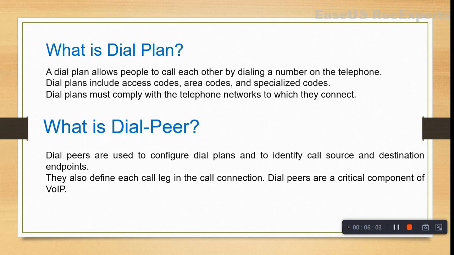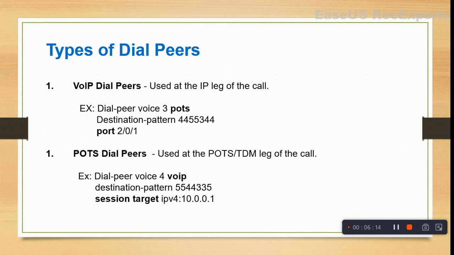So based on the VoIP or POTS, whatever leg you have and which dial pair should handle which leg, we have two types of dial pairs. We have VoIP dial pair and we have POTS dial pair, plain old telephony service dial pair. The easiest way to remember where each should be used is: VoIP dial pair is used at the VoIP leg, which is between call manager and the voice gateway. POTS dial pair will be used where we have a POTS leg, a TDM leg, which is between voice gateway and the PSTN.